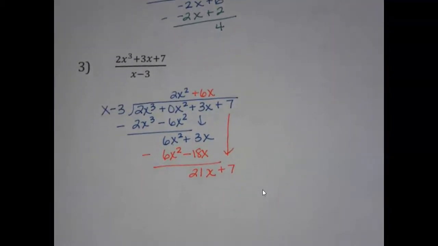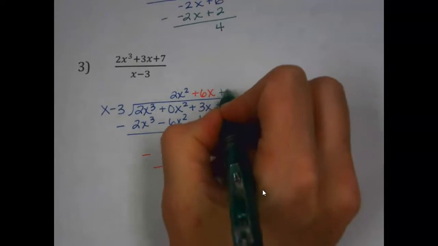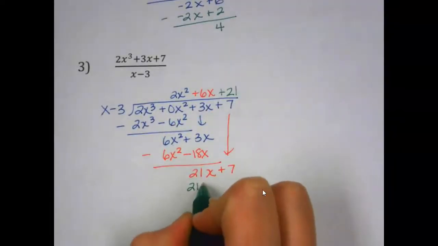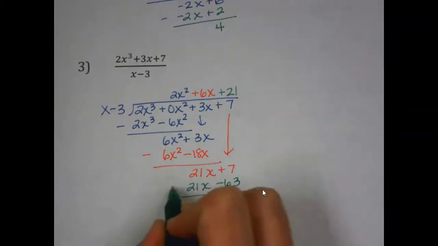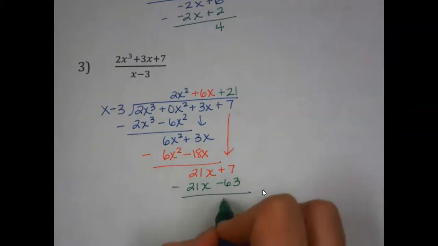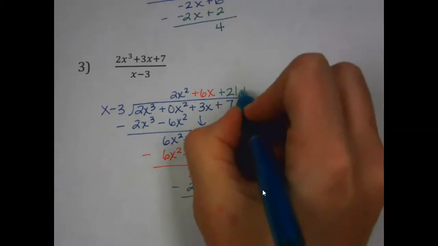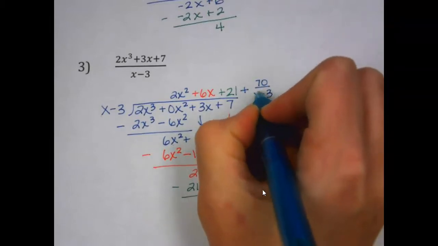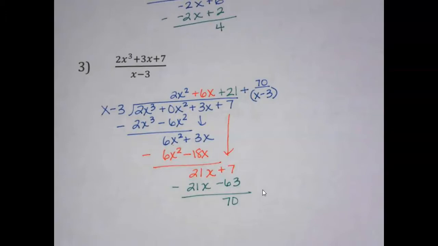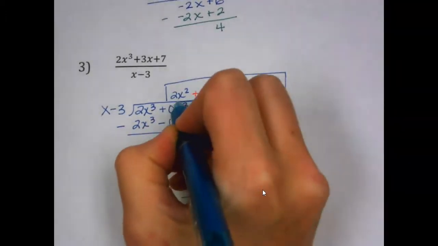Then we do it one more time. How many times does x go into 21x? Well, that's 21 times. Then we multiply. 21 times negative 3 is negative 63. Subtract those. 7 plus 63 is 70. So 70 is our remainder. Just like last time, we're going to say plus, and then put that remainder above what we were dividing by, and put parentheses around that denominator. And all of that is our final answer.